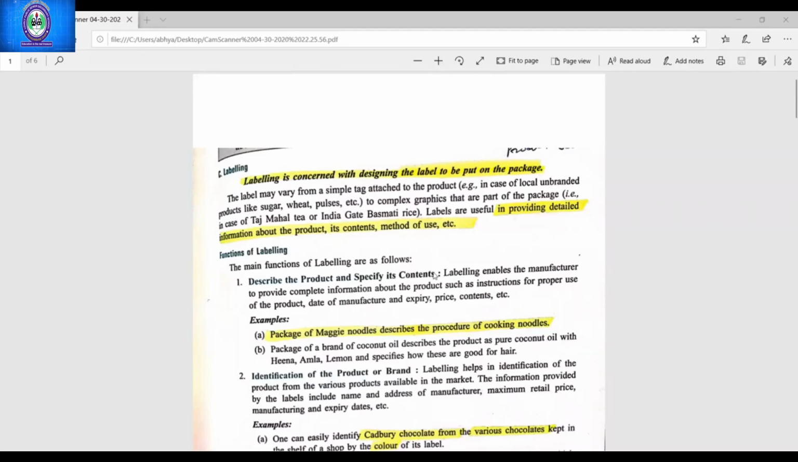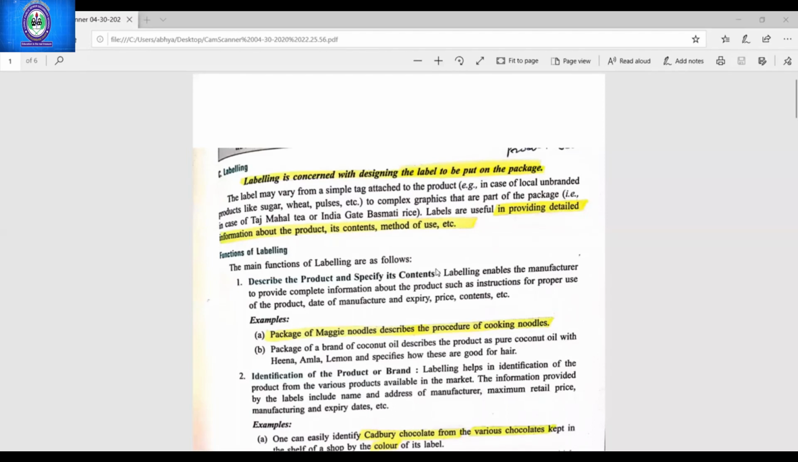In product mix we started with the branding, labeling, and packaging. So till now we have done branding and packaging in the previous two classes. So today we have to start with labeling. So what is the label? That is the most important.